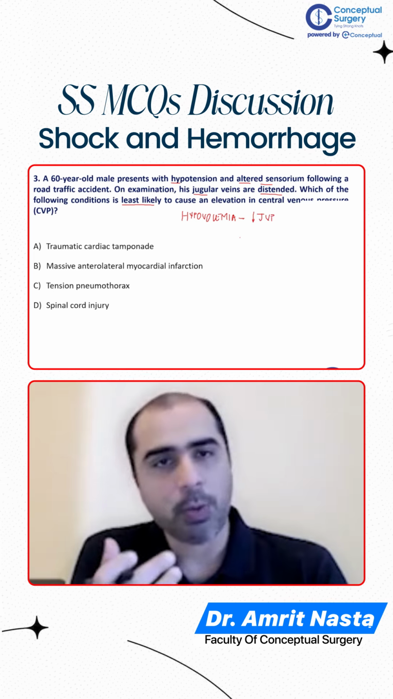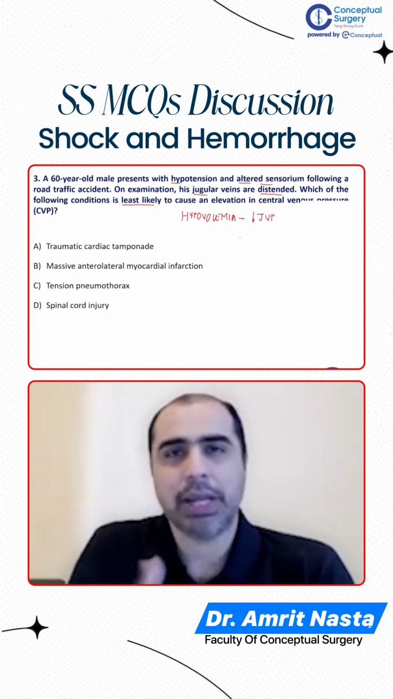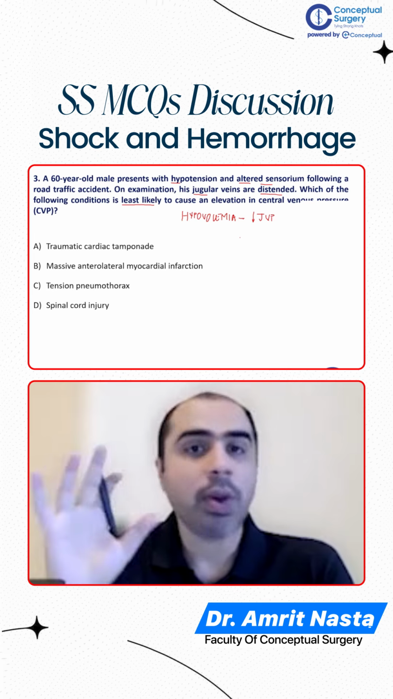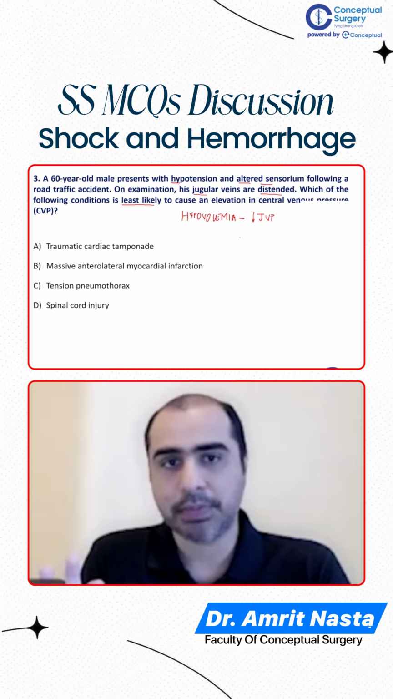So normally in hypovolemic shock, the neck veins are collapsed. It goes without saying, your net blood volume reduces, so neck veins will collapse. So in hypovolemic shock, neck veins are collapsed.